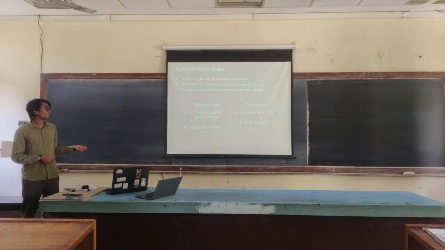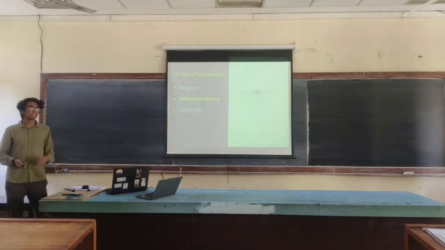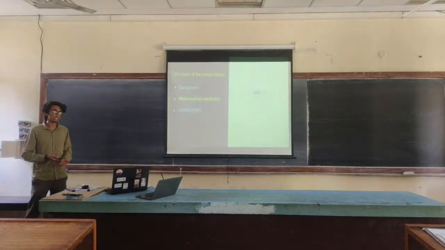So there is radial as well as transverse motion in spheroidal modes, whereas there is only transverse motion in the toroidal modes. And because of that, there is a volume change in spheroidal mode, but no volume change in the toroidal modes. So next I'll talk about the math required to represent these normal modes.